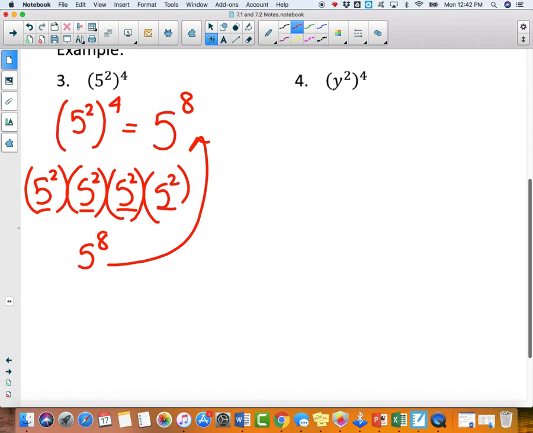So for this last one, y squared raised to the power of 4. 2 times 4 is 8.